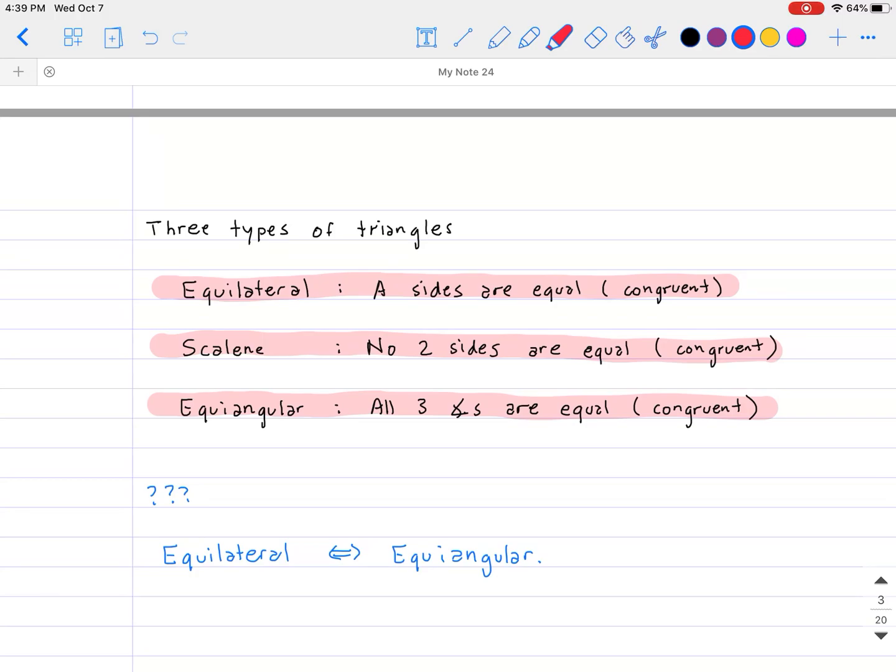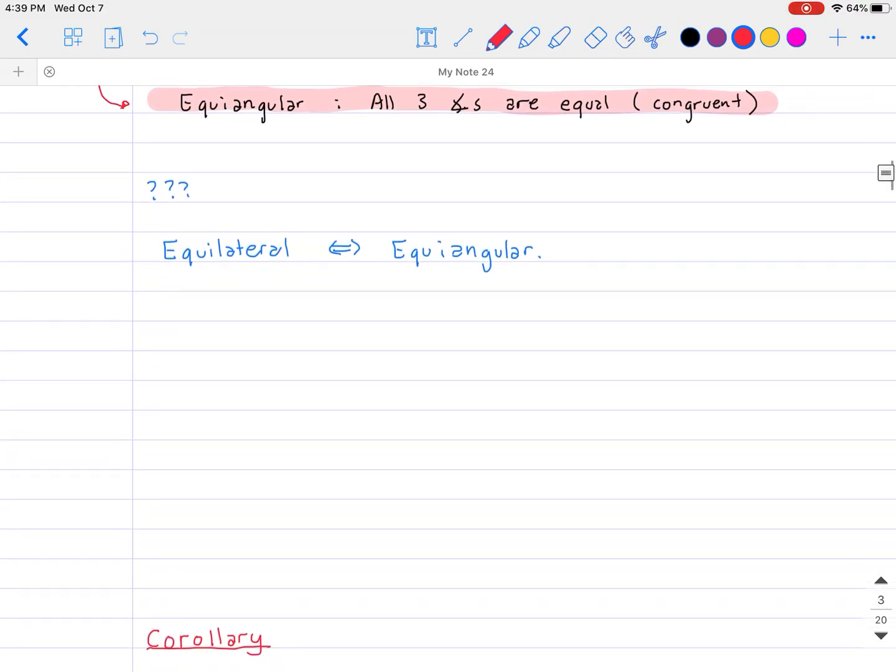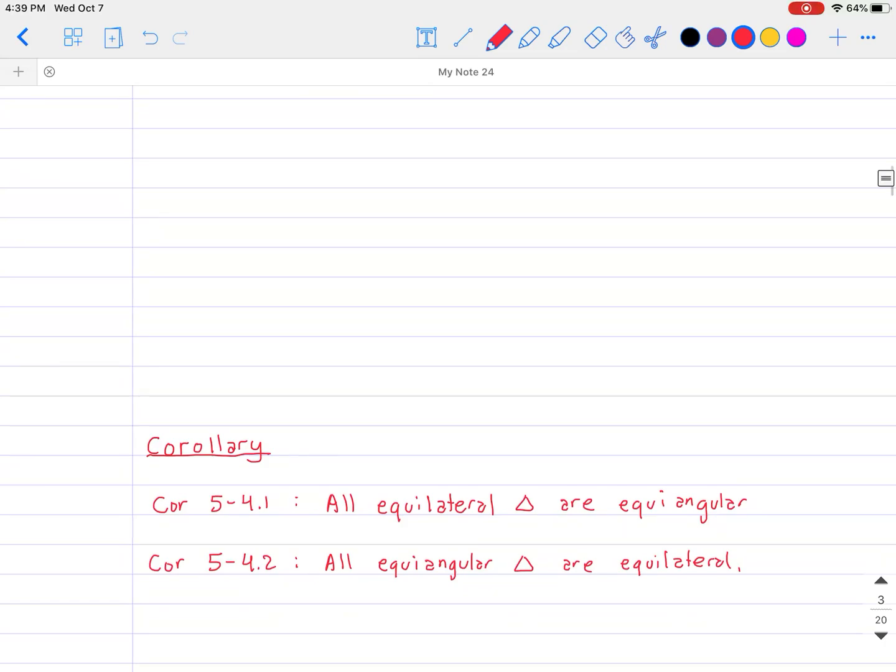And the last type is called an equiangular triangle. An equiangular triangle is defined such that all three angles are congruent to each other. Thinking about what we just said about the isosceles triangle theorem, I like to think that maybe the equiangular triangle and the equilateral triangle have some relationship. That is to say, if you have a triangle that is equilateral, would it be considered equiangular? And the other way around, if it's equiangular, is it going to be equilateral? And I think the answer is yes.